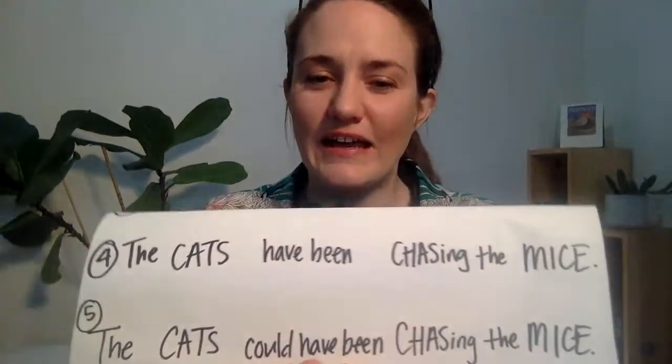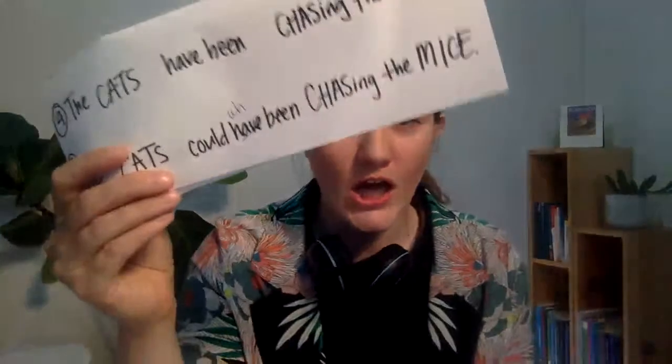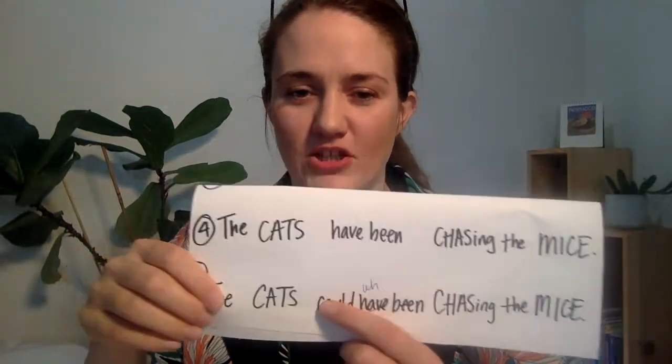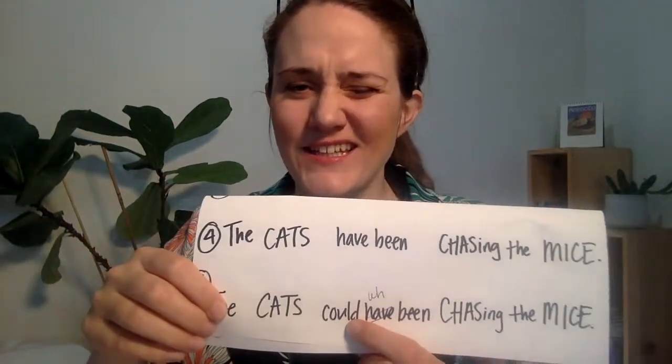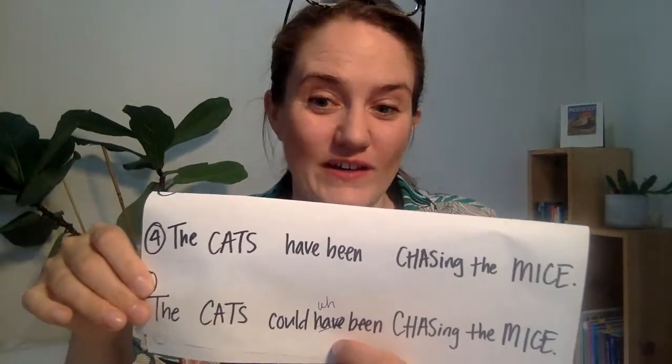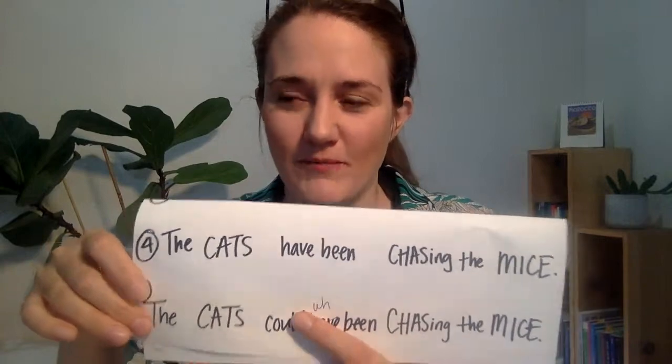So, could have been. How in the world? It's could have been. So we take this have, and we make it uh. I know, I know. The cats could have been. Could have been. Do I say that D on could? Sort of. Could have been. Okay. Can you say that? Could have been. Now, you can say could have been.